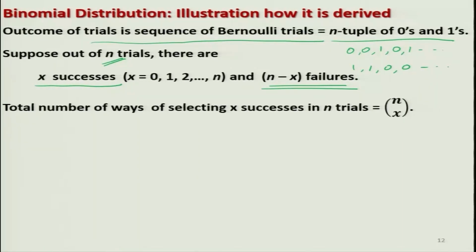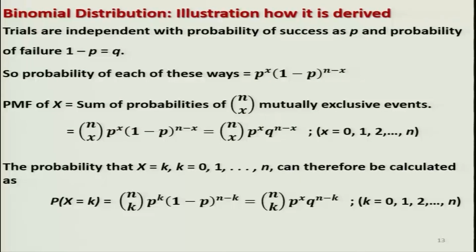So obviously now you can see the total number of ways of collecting x successes in n trials is going to be n choose x, which we have already done. Now the trials are independent and the probability of success here is small p, and the probability of failure here is 1 minus p, which we indicate by small q.